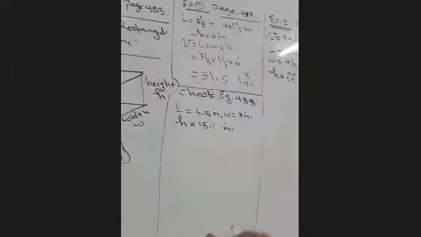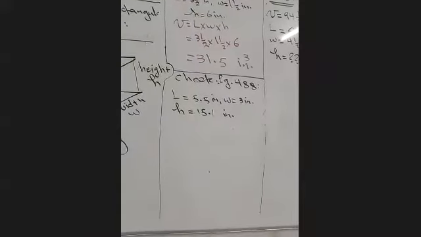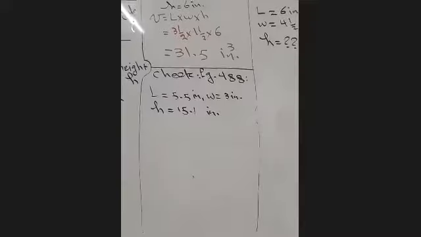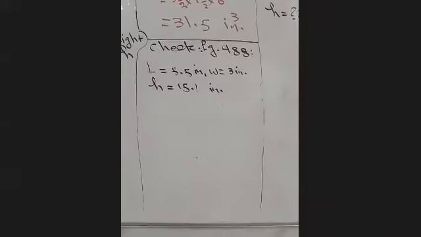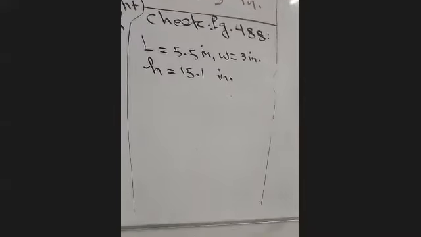After example 1, we did the check, I think. Let's do it again. Najim, read. Find the volume of the prism. What's the length? First, we will do the formula. The length is 5.5 inches. The width is 3 inches. The height is 15.1.